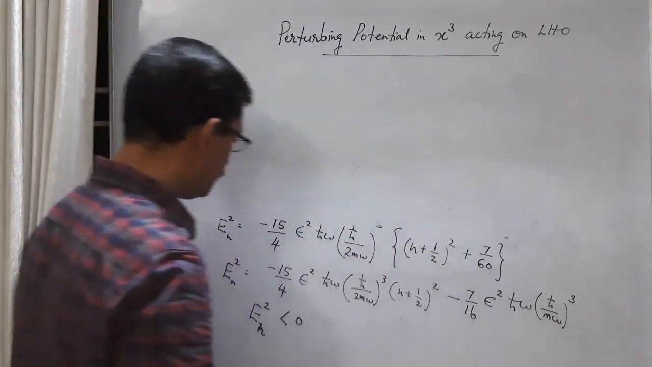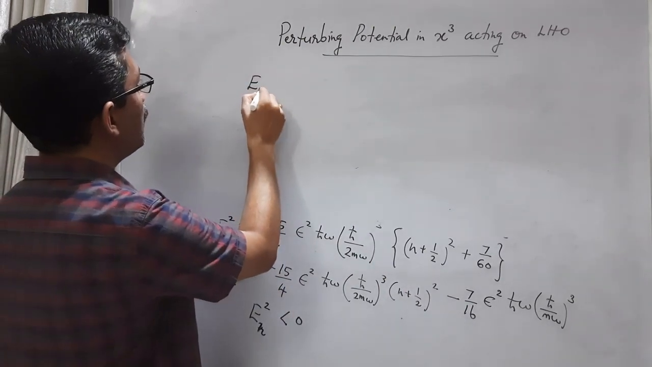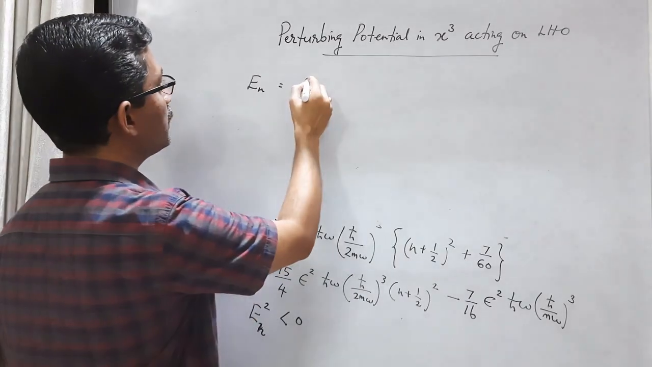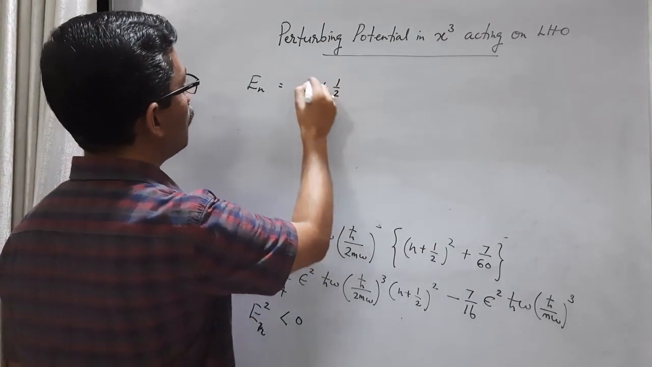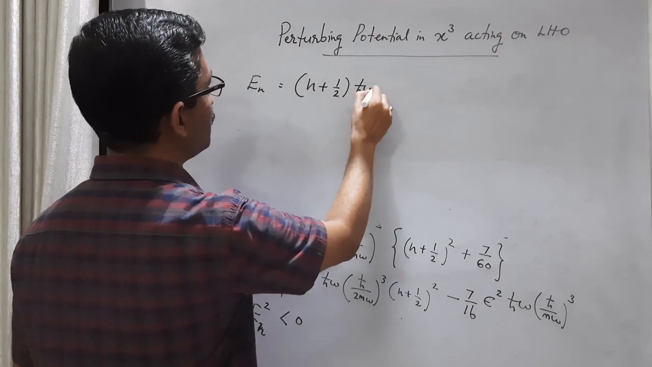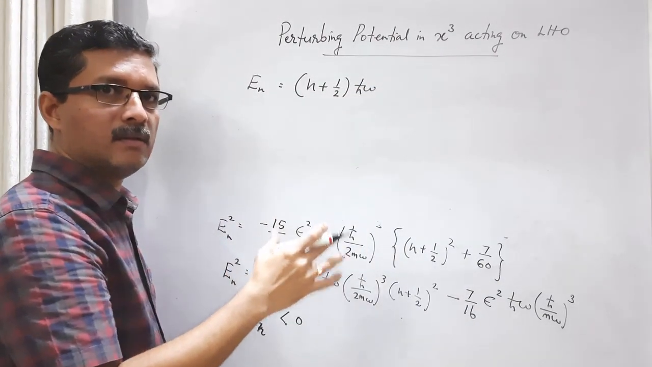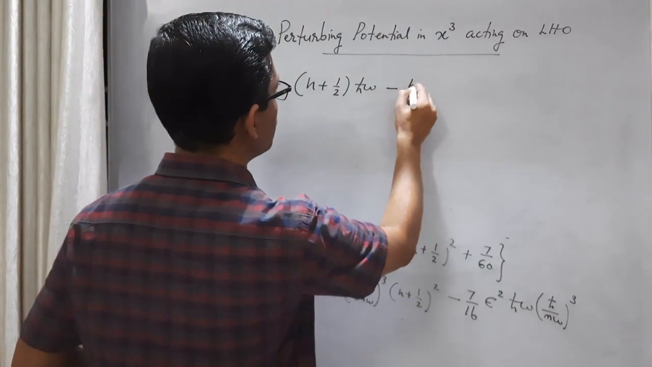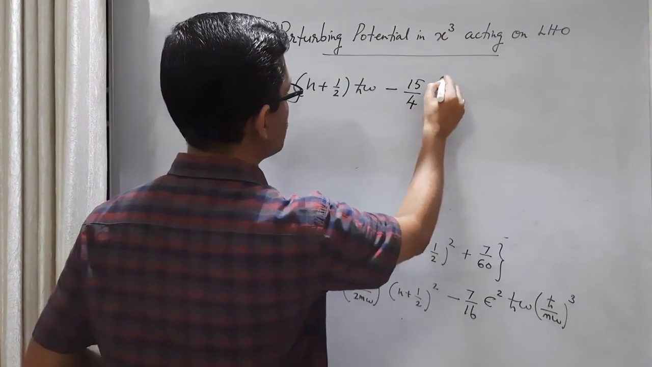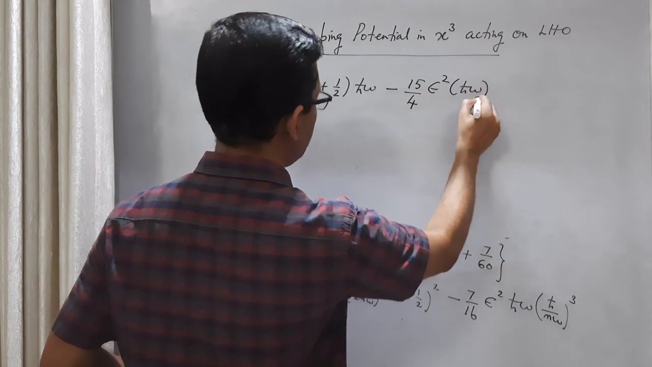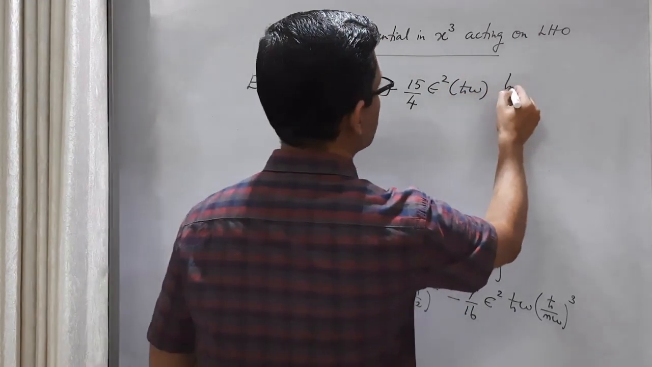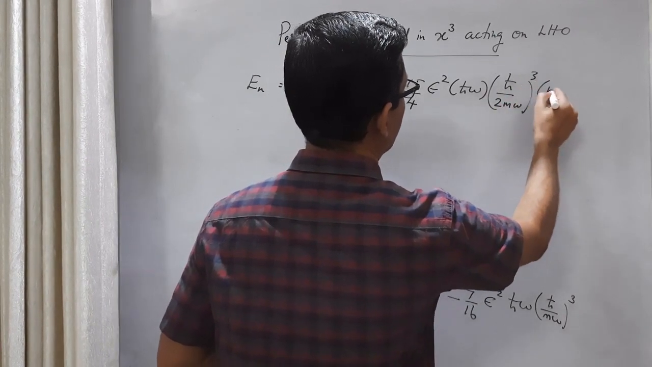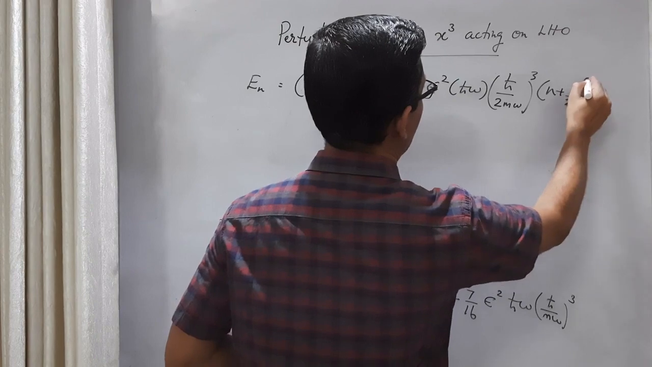What is the total energy of the anharmonic oscillator now? The energy of the nth state of the perturbed oscillator is the energy of the unperturbed oscillator, n plus half h cross omega, plus this second order correction. So what you see is minus 15 by 4 epsilon square h cross omega, and this term h cross by 2m omega whole cube n plus half whole square.